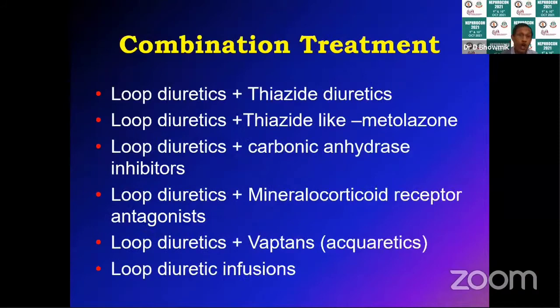And then use combinations. This has been discussed, but I think this needs to be encapsulated. You can use the loop diuretics along with the thiazide diuretic. You can use the loop diuretic plus a thiazide-like diuretic, which is metolazone. You can use loop diuretics with carbonic anhydrase inhibitors, that has been done. Loop diuretics plus mineralocorticoid receptor antagonists are also very useful, and of course keeping a watch on the electrolytes. Loop diuretics with vaptans, aquaretics, have been used in heart failure. One has to be very careful there as well. And then, of course, if the patient is in hospital, one should use loop diuretic infusions.